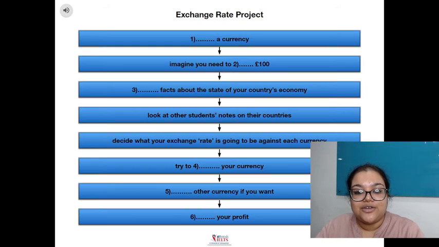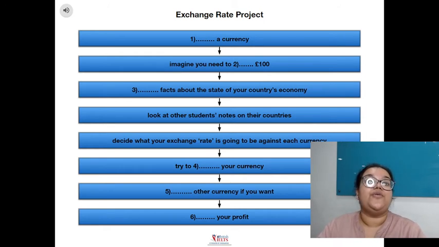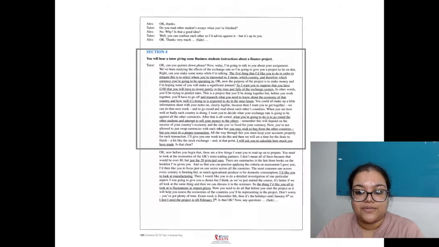Now, if you look at the second question, it says, imagine you need to dash 100 pounds. So the keyword here again is going to be 100 pounds, and it's a fairly easy thing to figure out because 100 pounds are going to be said as 100 pounds. There's nothing else you can say about it. So let's find the area where they've spoken about 100 pounds and what they have decided to do with that 100 pounds.